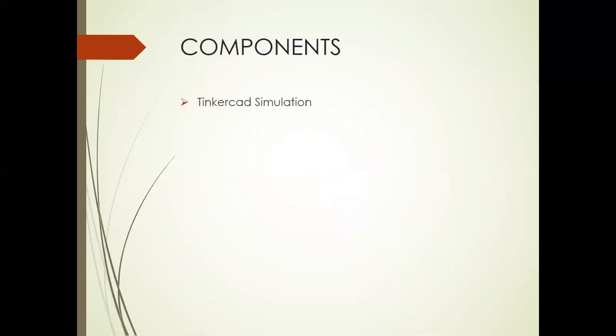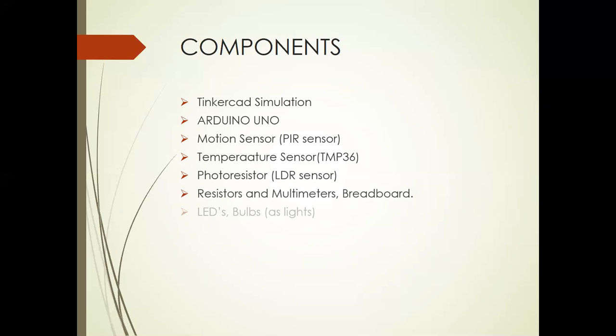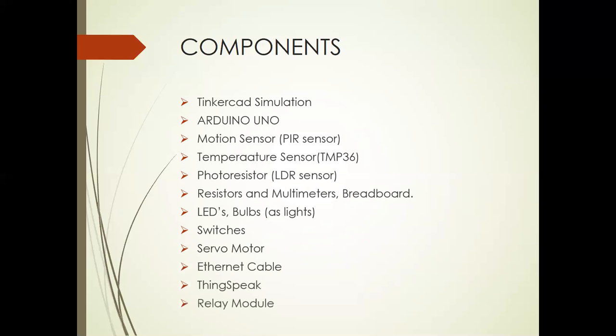Now moving on to the components. We are using Tinkercad for simulating our project. The components which we need in Tinkercad are Arduino Uno, motion sensor, which is a PIR sensor, temperature sensor TMP36, photoresistor LDR sensor, resistors and multimeters, breadboard, LEDs, bulbs, switches, servo motor, Ethernet cable, ThingSpeak, which is an IoT module, and the relay module.